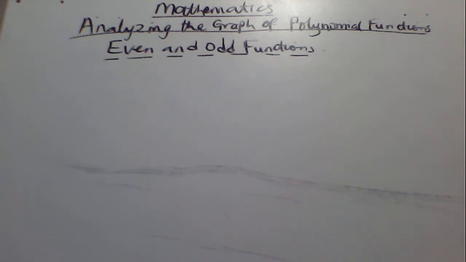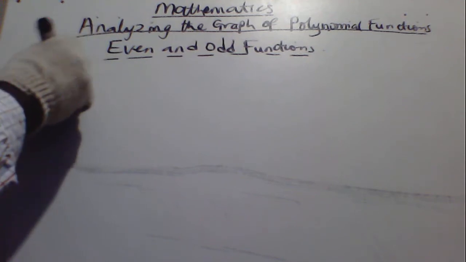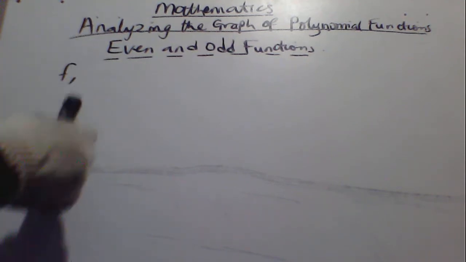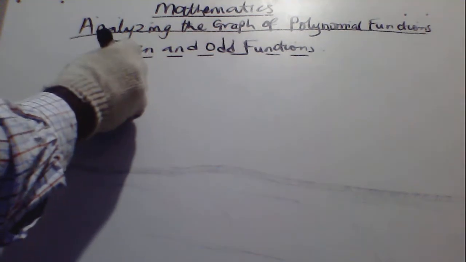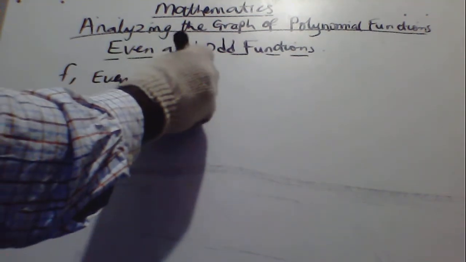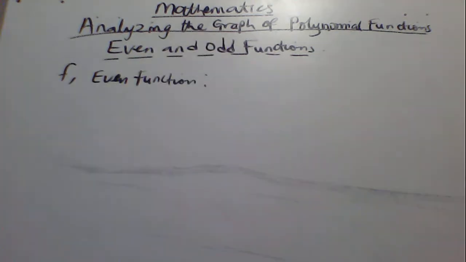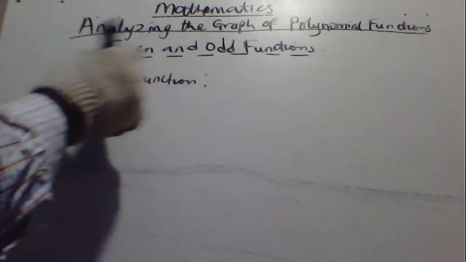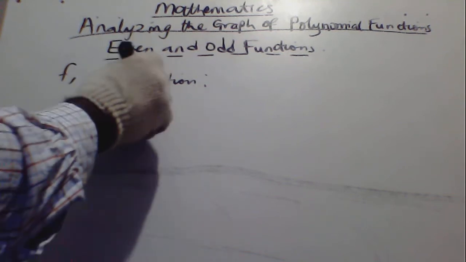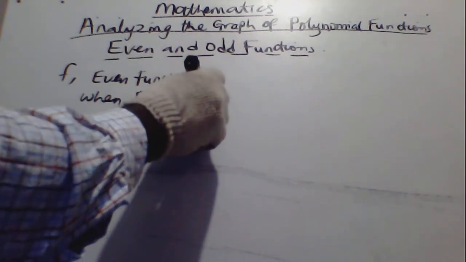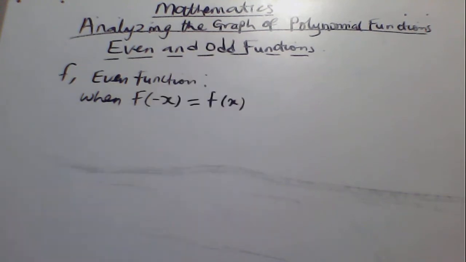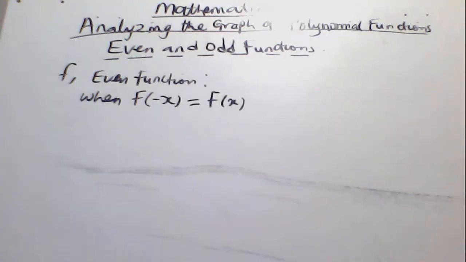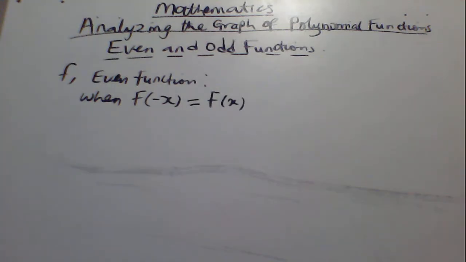A function f is an even function when f of minus x is equal to f of x. So in this case we say that it's an even function for all x in its domain.